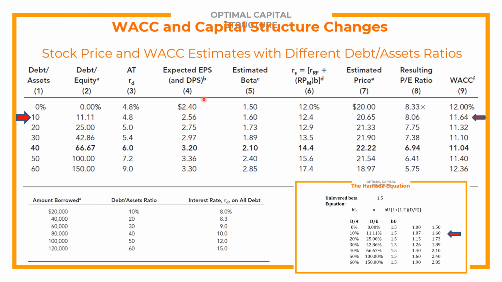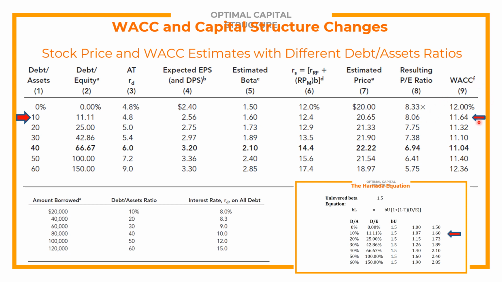So we have computed this. Now we have the stock price. Our stock price would be the dividend per share of 2.56 divided by the cost of equity of 12.4%, and that gives us a stock price based on the zero growth stock model of 20.65. Then the price earnings ratio: price 20.65 divided by 2.56 gives us 8.06 times. Again, price earnings ratio is in times.